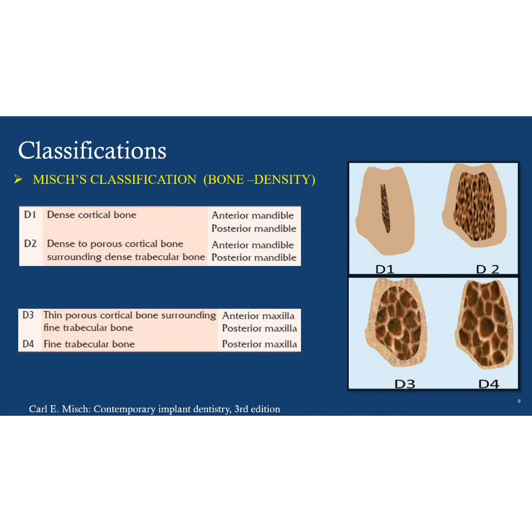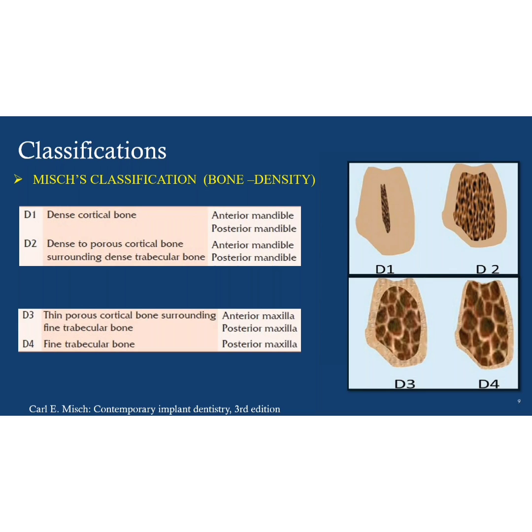Next was Misch's classification of bone density. He divided the bone into D1, D2, D3 and D4. D1 is the dense cortical bone with the tactile sensation of oak or maple wood, with Hounsfield units of more than 1250. D2 bone was white pine wood tactile sensation, with Hounsfield units of 850 to 1250. It is found in the anterior mandible and posterior mandible.